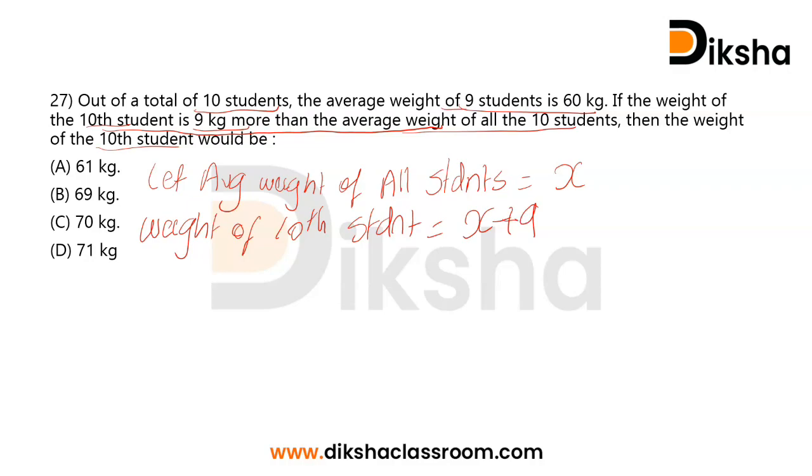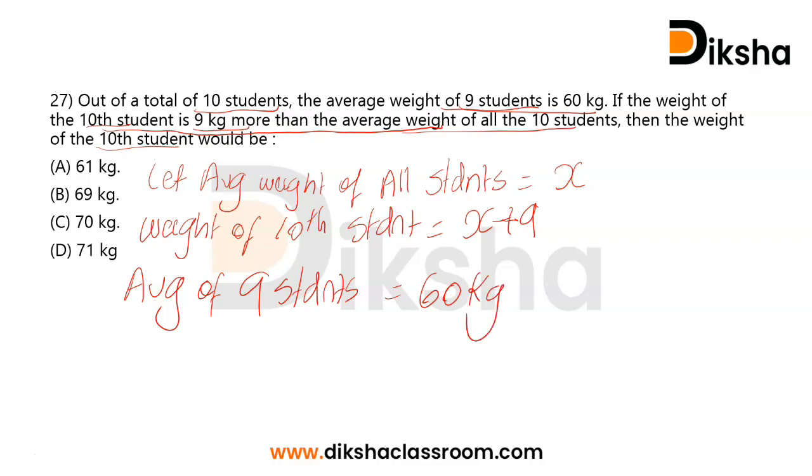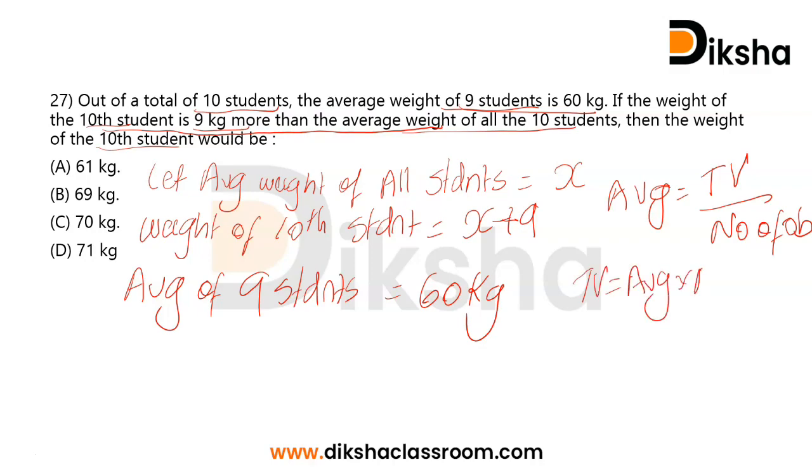Now we are given that the average weight of 9 students is 60 kilogram. When we discussed average, I hope you remember that average equals total value divided by number of observations, from which we can write total value is equal to average into number of observations.